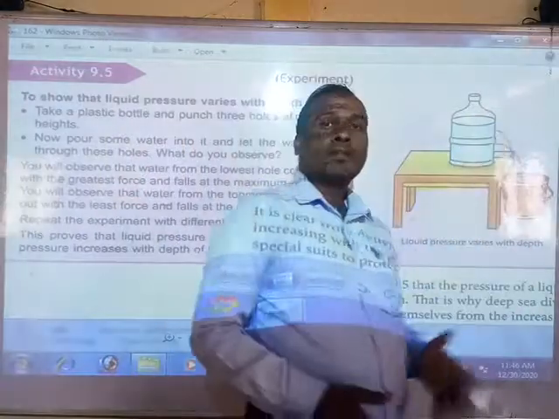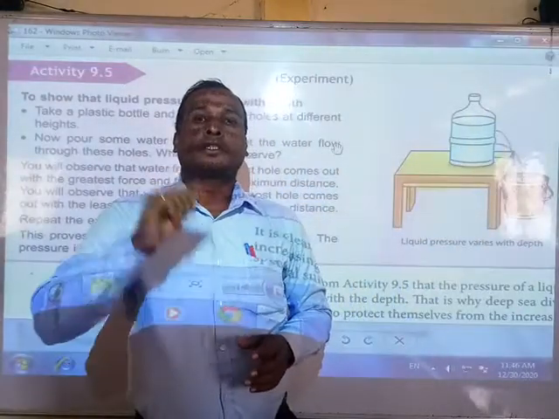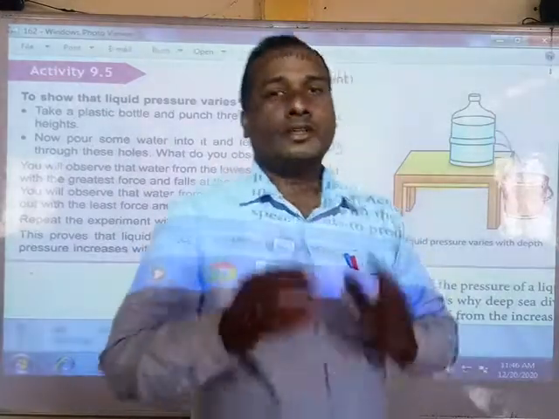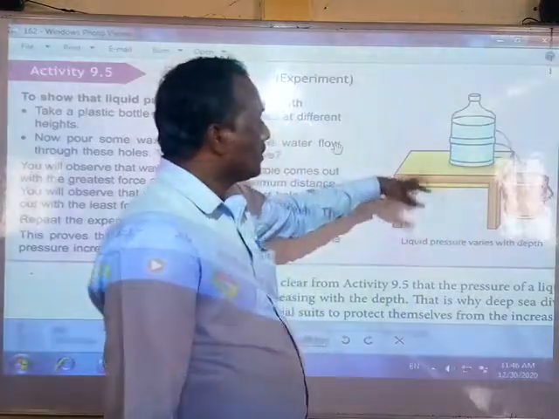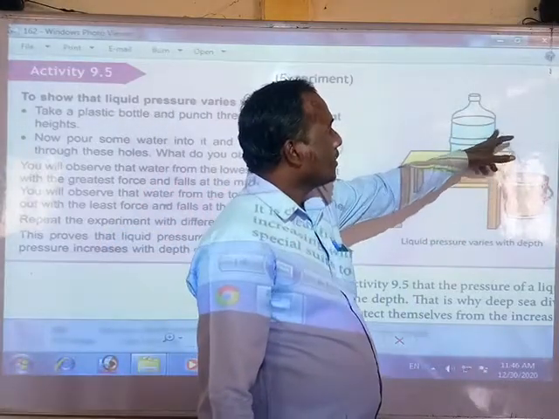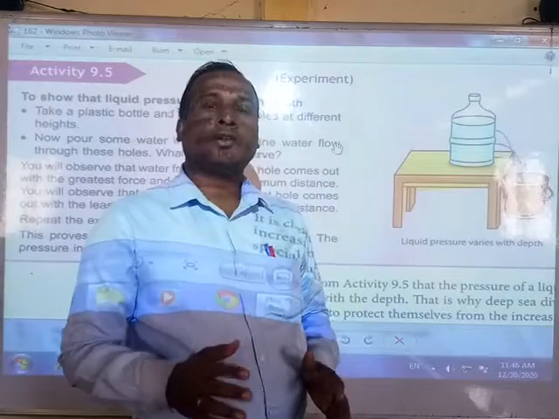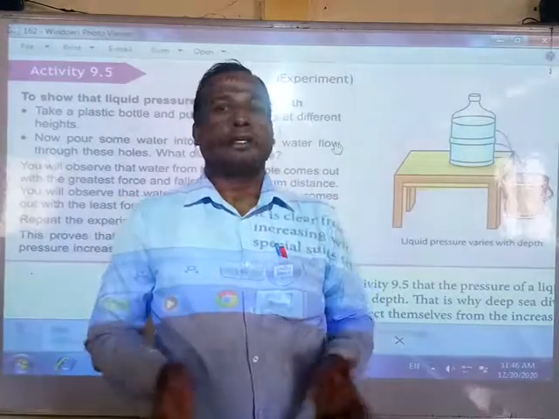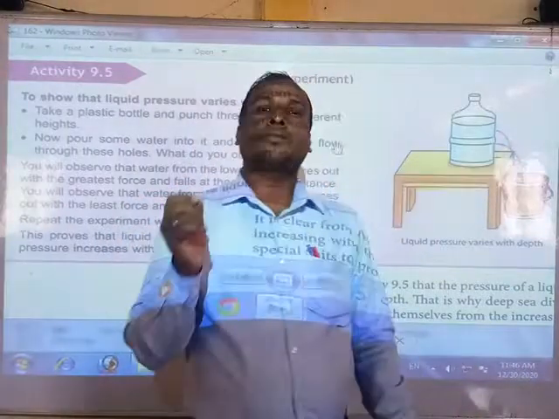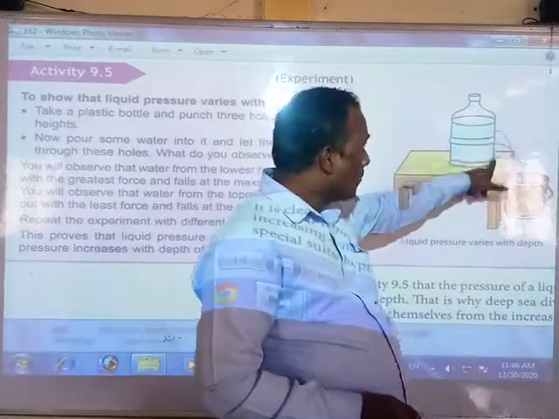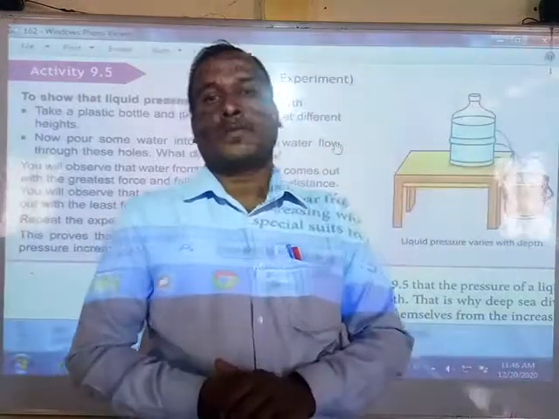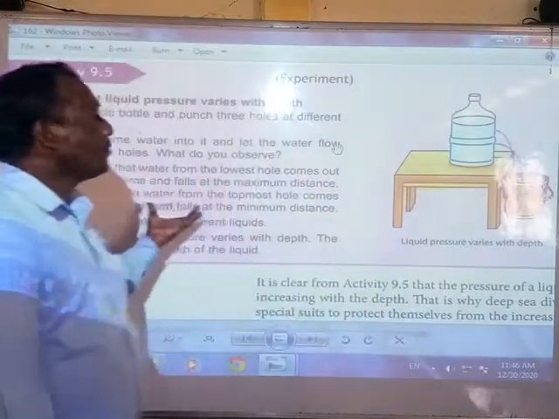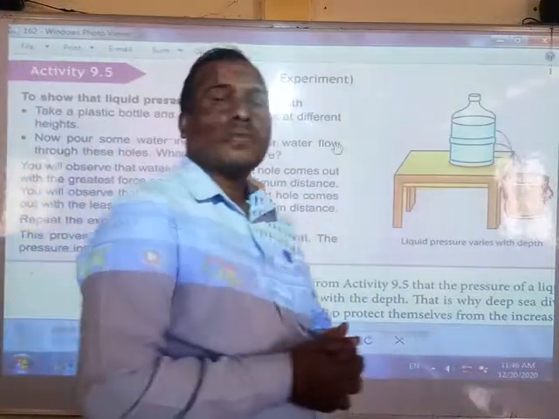Look here, in one bottle we have made 3 holes at different heights. It is the same experiment as before, but you have to change the heights. Before, at the same height, the water exerted the same pressure equally, but here we have to make the holes at different heights. So if the depth is more, then the water exerts more pressure. Okay friends, so this is how pressure is exerted by liquids.